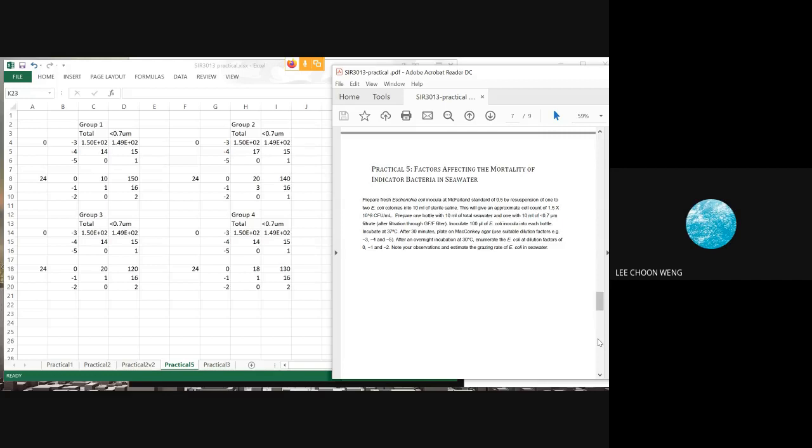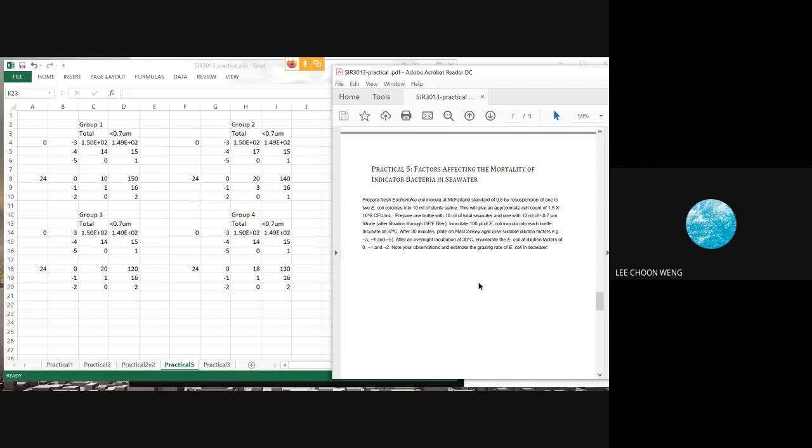in the environment is also dying. It can die because of seawater. It is not suitable to stay in the seawater. It cannot survive in the seawater, so it will die off. Or it can also die because it is eaten up by protozoa. From your marine microbial food webs, you know that bacteria is eaten up by protozoa. So even E. coli in aquatic environments are eaten up by protozoa.